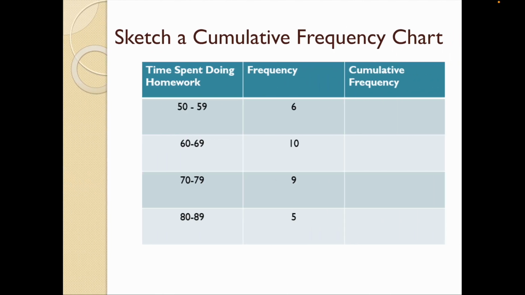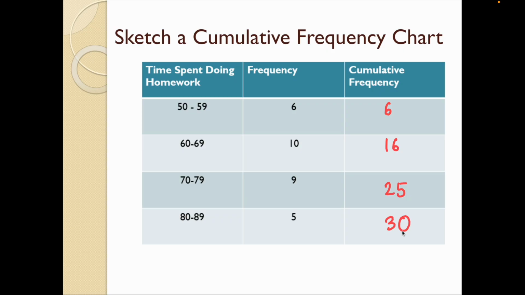Starting us off, Arvin, what's the first number that's going to go on the cumulative frequency? What's going to go here? 6. Jose, let me see if you redeem yourself now. What's next? 16. Nice. Tasia, what's next? 25. Nice. Clayton, what's next? 30. Excellent.